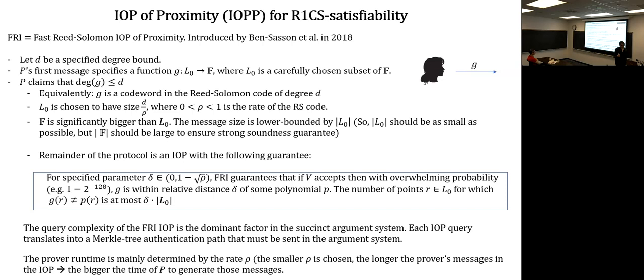For some specified parameter delta, which is the decoding radius of the Reed-Solomon code, in the interval from 0 to 1 minus square root of rho, right? So our IOPP guarantees that if the verifier accepts the proof, then with overwhelming probability, the polynomial G is within a relative distance delta of some polynomial P. And the number of points R for which G of R is different from P of R is at most delta times the cardinality of L0.